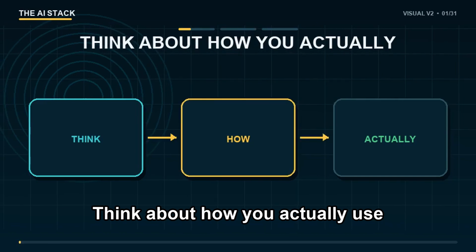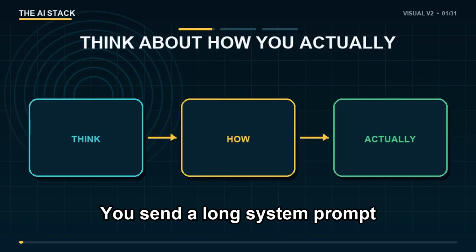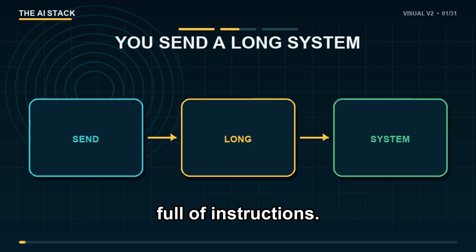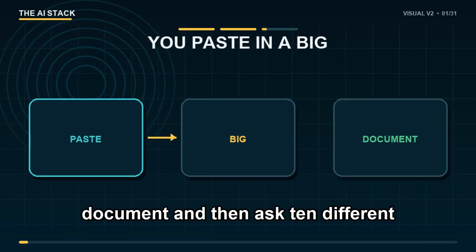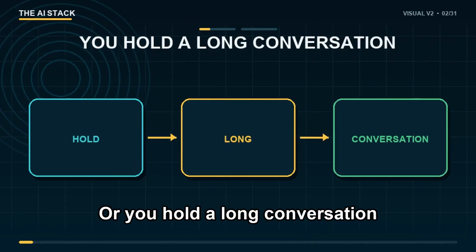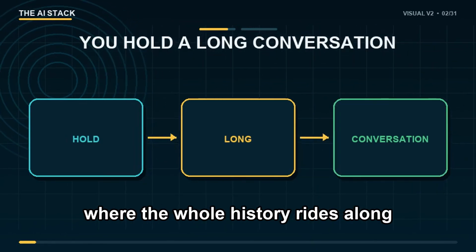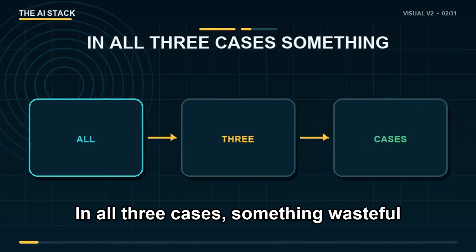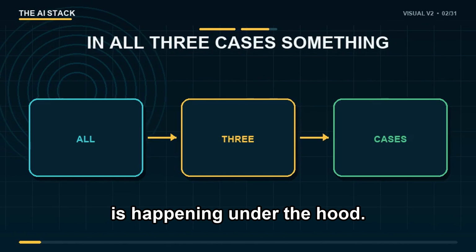Think about how you actually use these models. You send a long system prompt full of instructions, or you paste in a big document and then ask 10 different questions about it. Or you hold a long conversation where the whole history rides along on every new turn. In all three cases, something wasteful is happening under the hood.